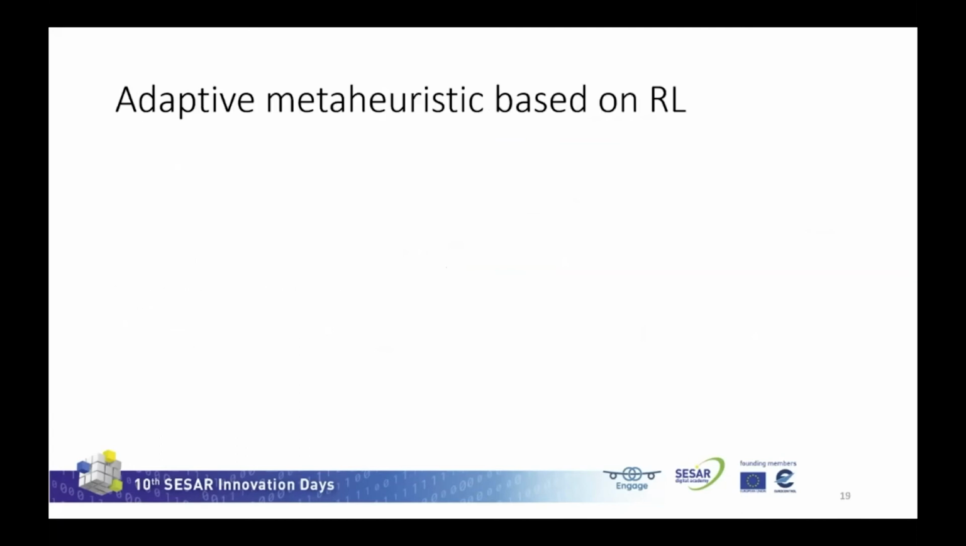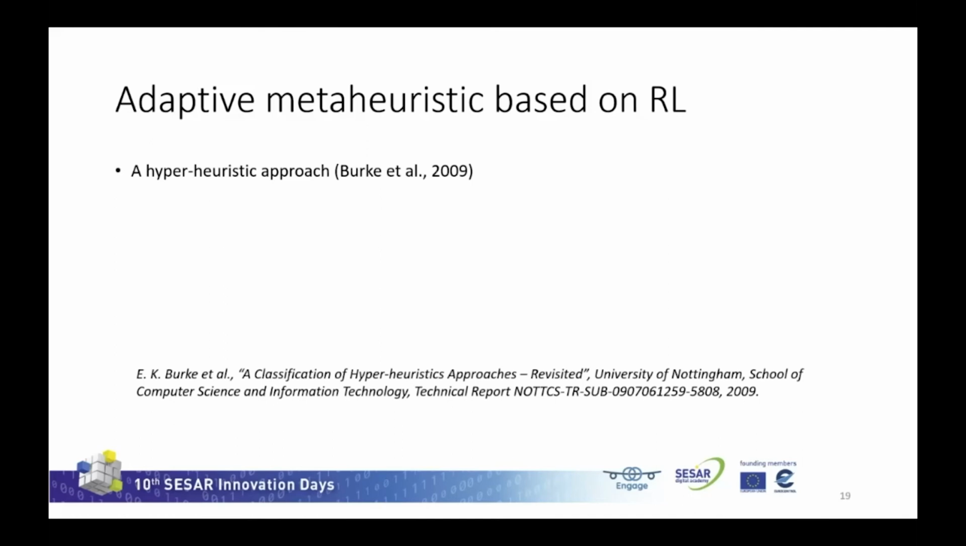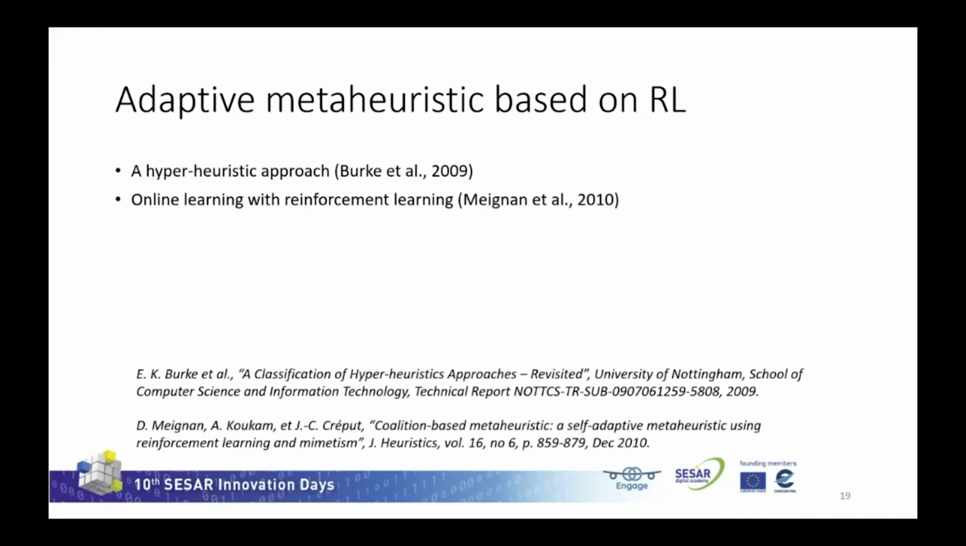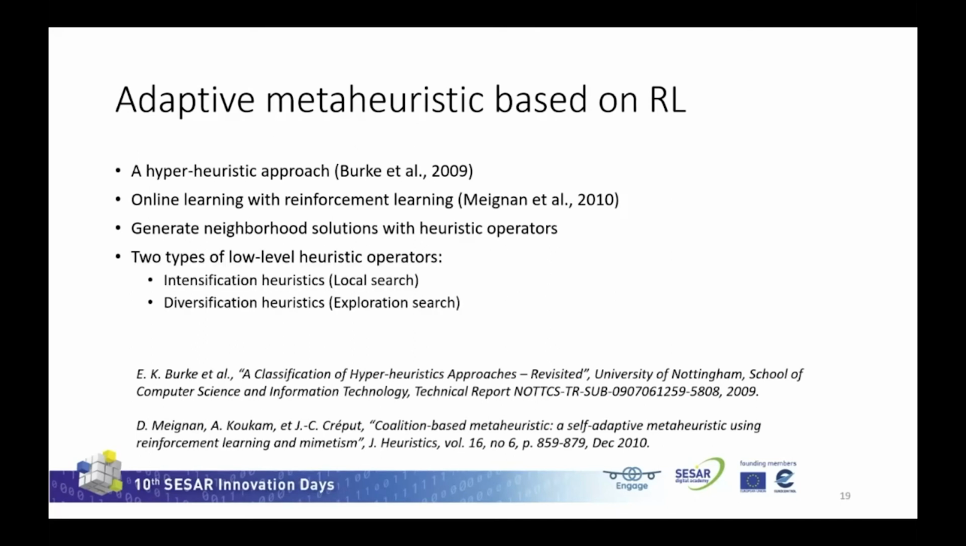And for the resolution process, we use an adaptive metaheuristic based on reinforcement learning. The algorithm is based on the hyperheuristic approach that focuses on an adaptive searching strategy. We also apply online learning with reinforcement learning. The algorithm can generate a neighborhood solution with heuristic operators. The two types of low-level heuristic operators are intensification operators and diversification operators. The solution acceptance used in this framework is the Metropolis criterion.